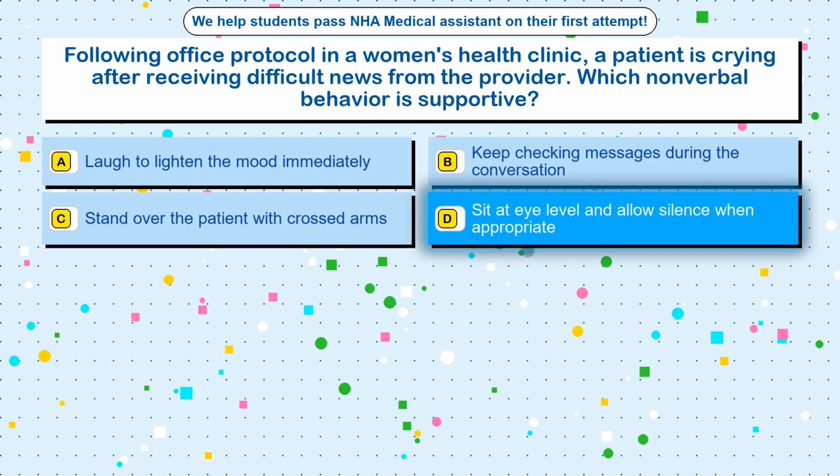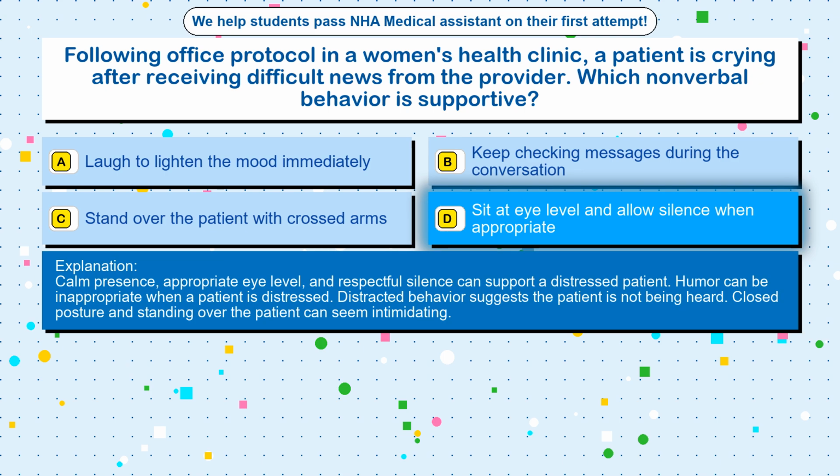The correct answer is option D. Sit at eye level and allow silence when appropriate. Calm presence, appropriate eye level, and respectful silence can support a distressed patient. Humor can be inappropriate when a patient is distressed. Distracted behavior suggests the patient is not being heard. Closed posture and standing over the patient can seem intimidating.